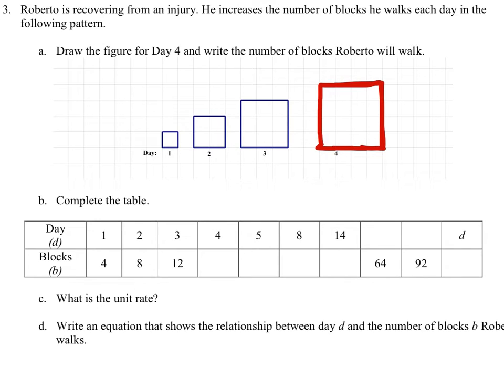What is the number of blocks he walked though? Well, yeah, that's good. He walked 4 here, 4 up here, 4, and then 4 more, giving him a total of 16 blocks.